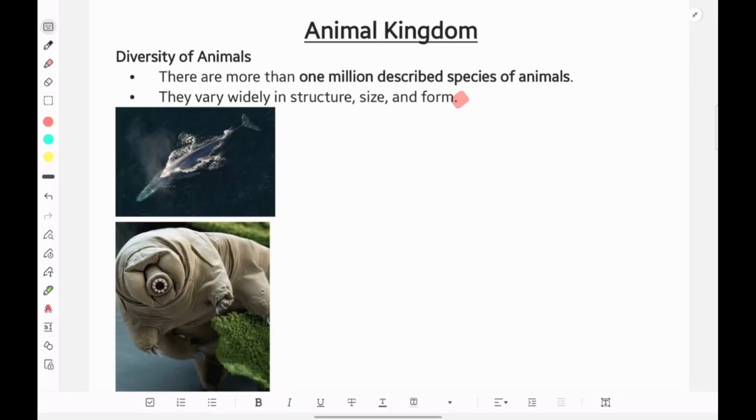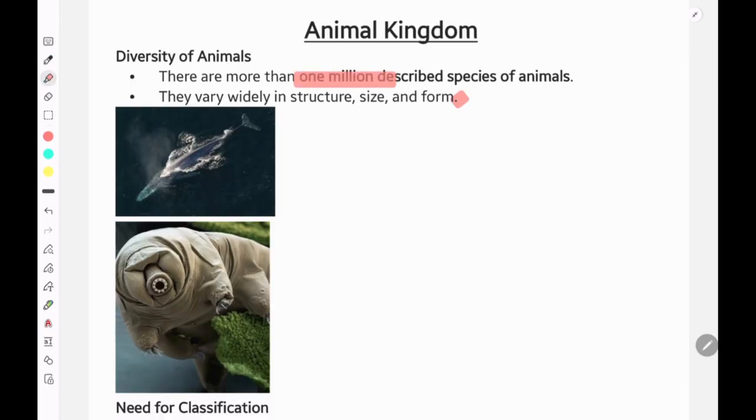Today we are going to study the animal kingdom. We will start in this chapter with the different characteristics on which the classification of the animal kingdom is done. Today we will cover these characteristics, and in future classes we will discuss different phyla and classes of this kingdom. So let's begin. In the animal kingdom there is a vast diversity of animals. There are about 1 million known and described species of animals.